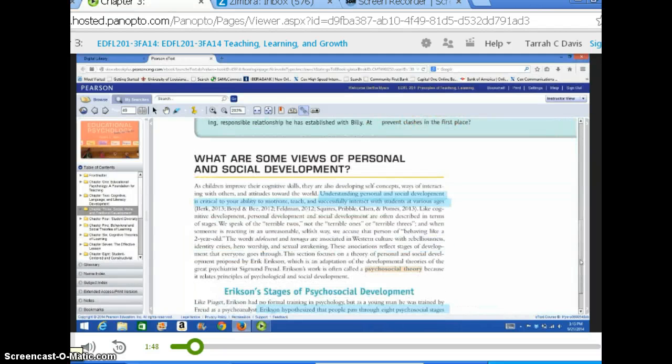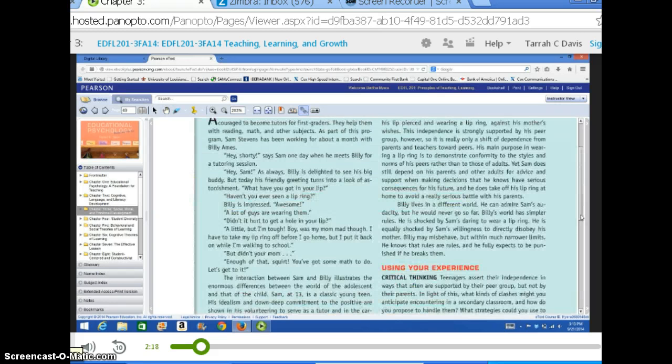Let's go ahead and talk about why it's important that teachers understand personal and social development, and why this is important for you as a teacher. Remember, we talked the very first time we met about effective teaching, and it's a whole lot more than just transferring information. Effective teachers have to address the whole child, which is the emotional and social development of these children, as well as the cognitive development of these children.